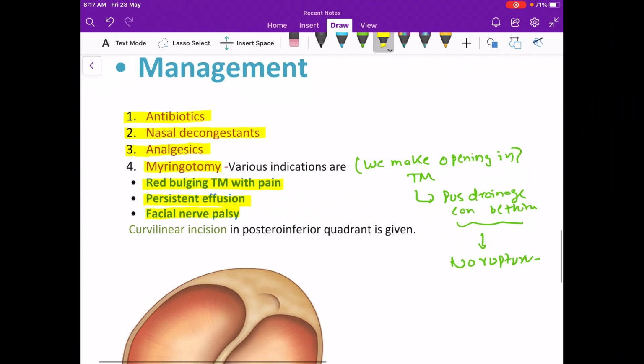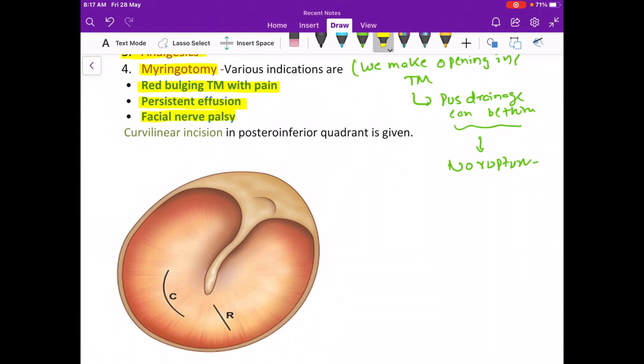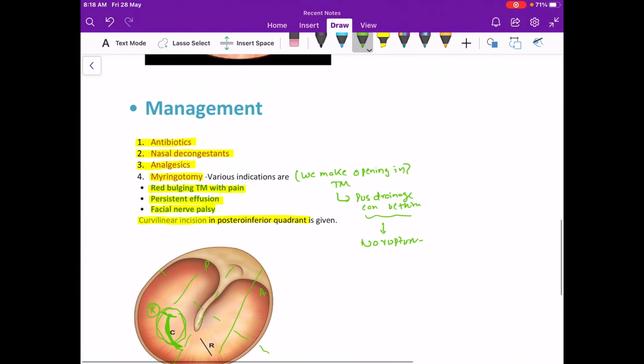And the last and most important thing is that a curvilinear incision is given in the posterior inferior quadrant. That is how we do this myringotomy, in which part we have to make the incision, and of what shape. So we can see here that it is a curvilinear incision, that is a J shaped incision, given in the posterior inferior quadrant. There are four quadrants. These two are anterior, these two are posterior, and in the posterior inferior quadrant we give the curvilinear incision. So this is the management part of ASOM.